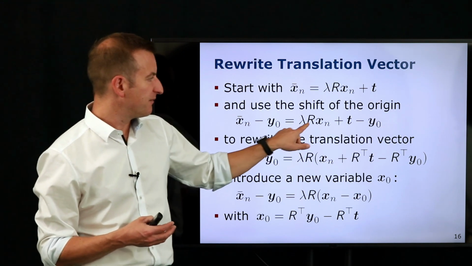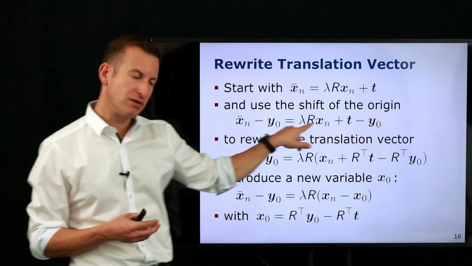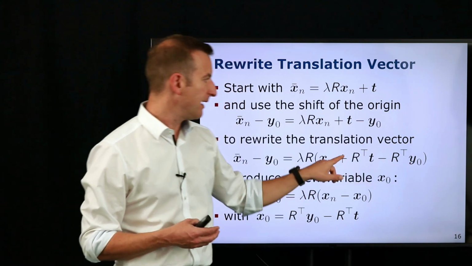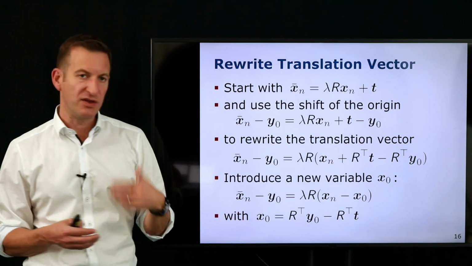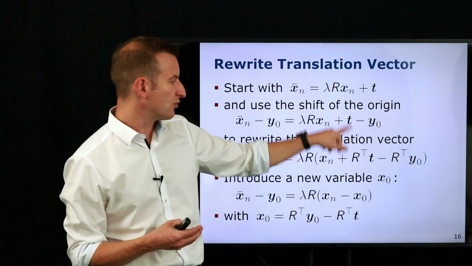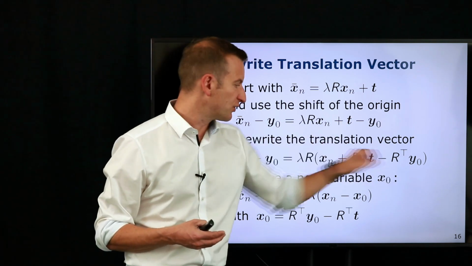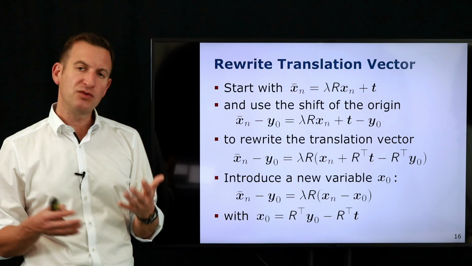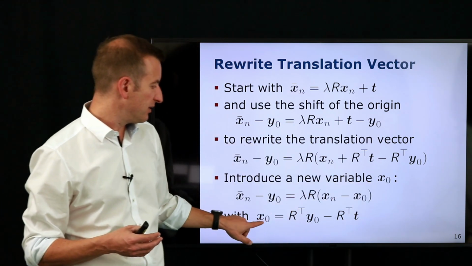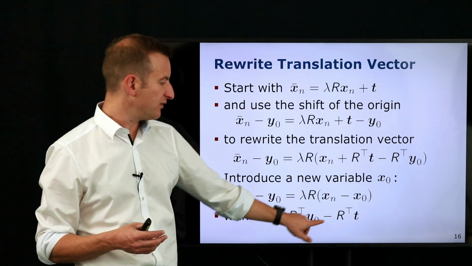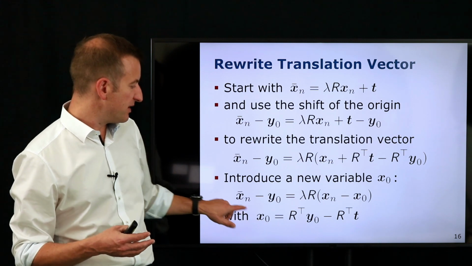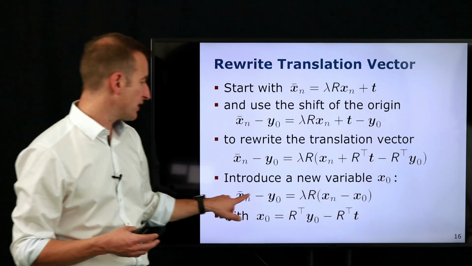So if I don't want to change this expression, but I want to move those two elements into the bracket over here, I need to multiply them from the left-hand side with R transpose, so that R times R transpose gives me the identity matrix, and I don't change the expression, but I've moved those quantities in here. And then I can define a new variable, call it x0, which is given by R transposed y0 minus R transposed t.